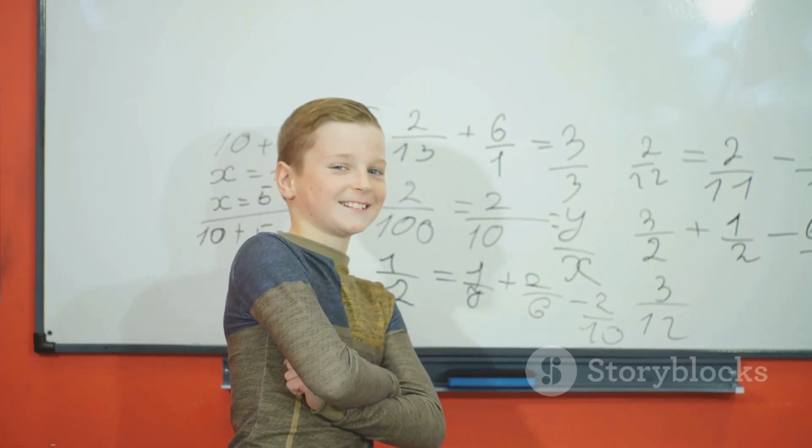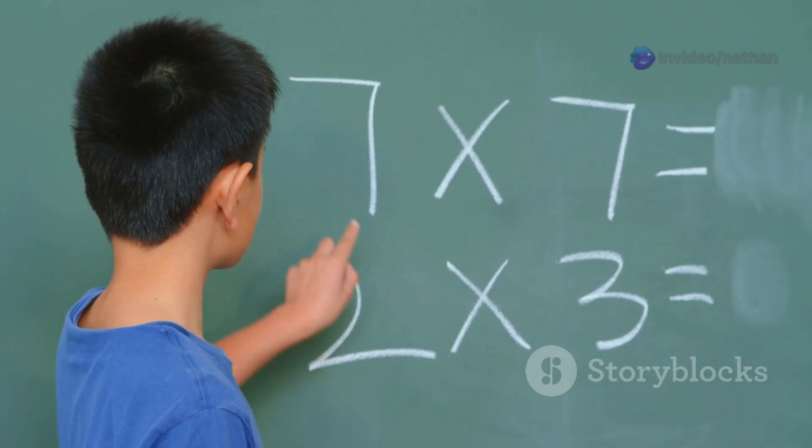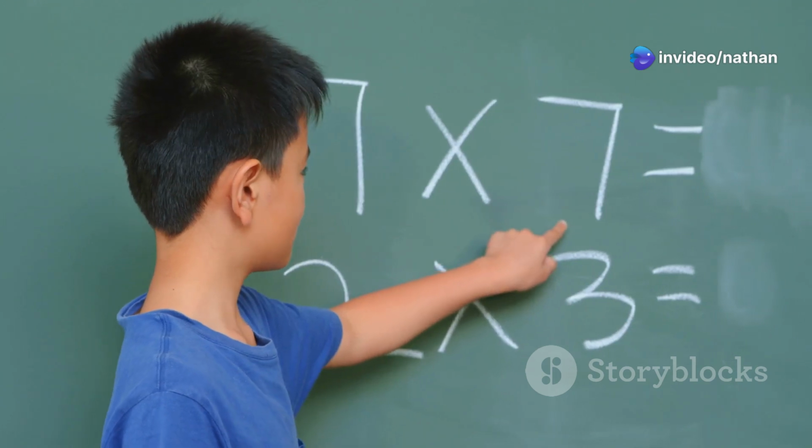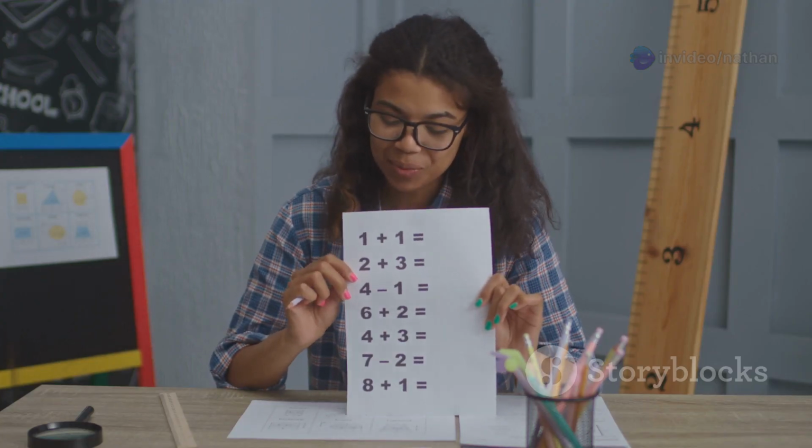Multiplying fractions is a piece of cake. Multiply the numerators together and the denominators together. For example, 1/2 times 1/3, 1 times 1 is 1, and 2 times 3 is 6. So 1/2 times 1/3 equals 1/6.